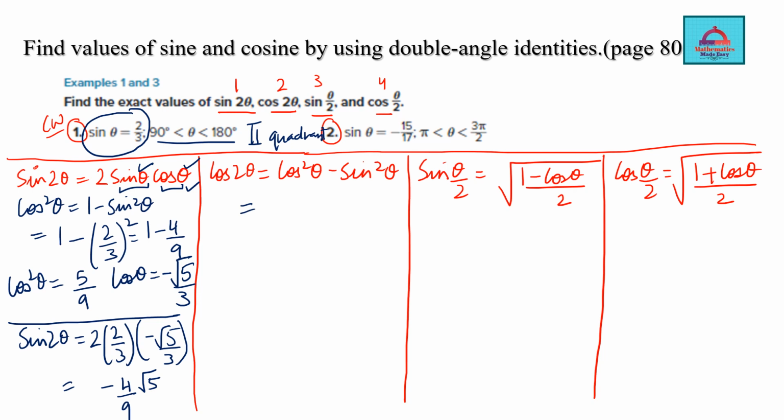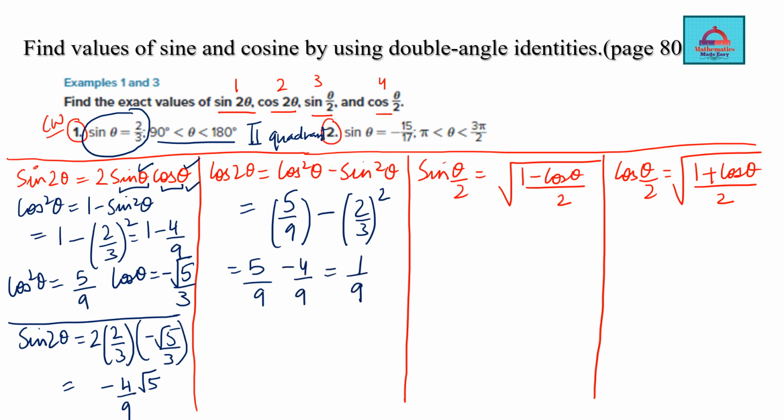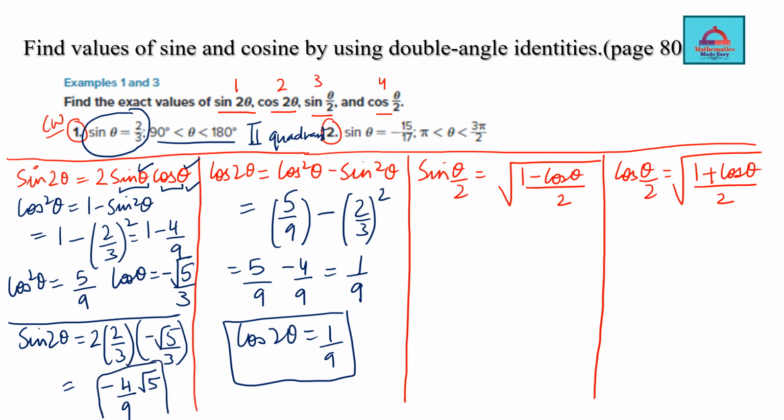Now we need cos 2 theta. For this we need cos square, which is 5 over 9, already calculated, sine square, which is 2 by 3 whole square. So simplify 5 by 9 minus 4 by 9, which is 1 by 9. So that's your answer. So cos 2 theta is 1 by 9. This is the final answer for the first step.